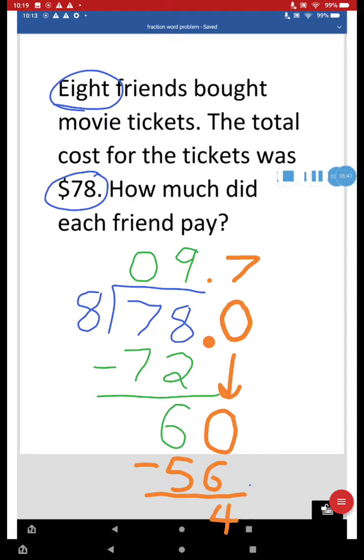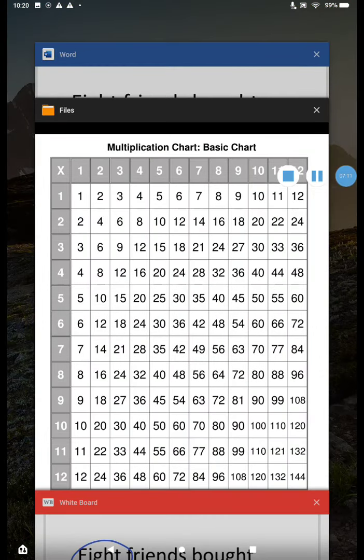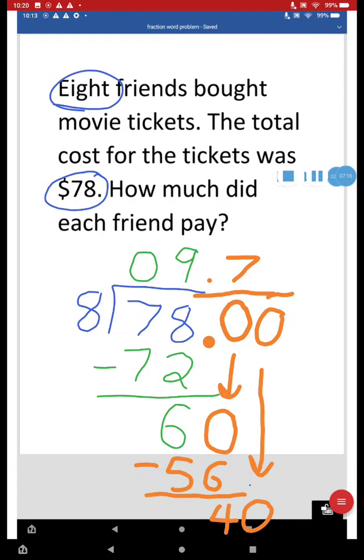All right, so there's still 4 cents left over. What should I do? I'm sorry, 40 cents, since we're in the tens place. I'm going to add another 0. And I'm going to extend my multiplication bar. Drop down that extra 0. Does 8 fit inside of 40? Let's double check our tens chart. Yeah, 8 fits inside of 40 5 times equally. That means I have completely equaled out the 40.